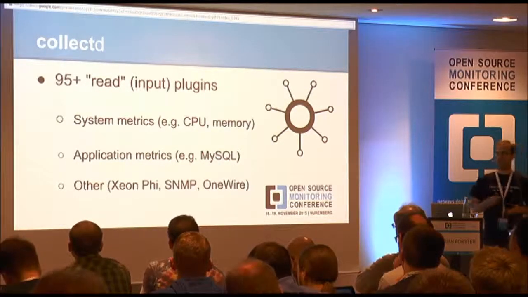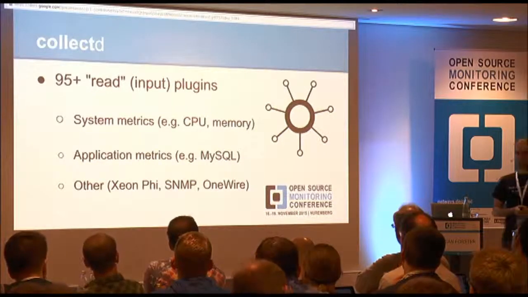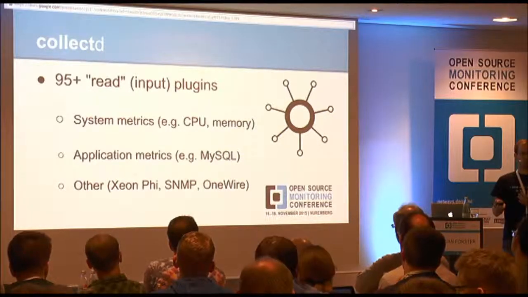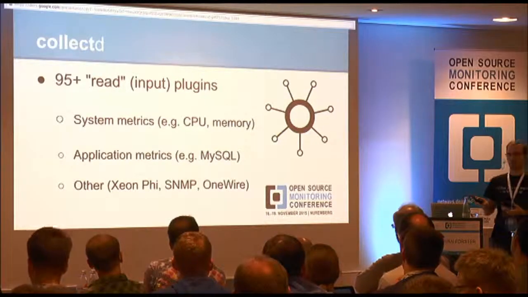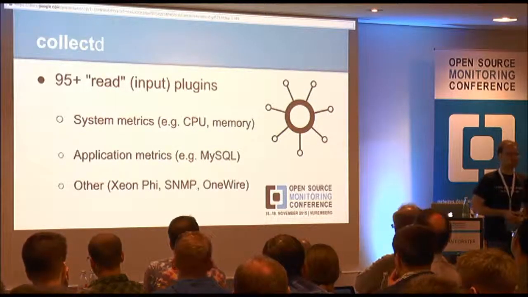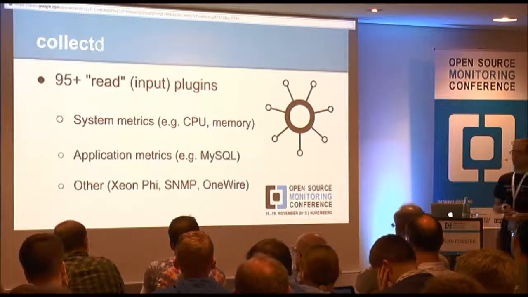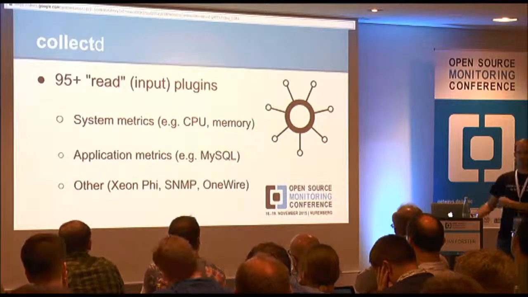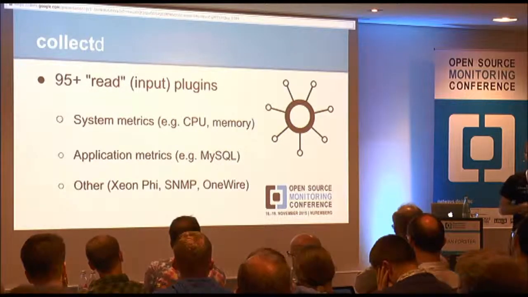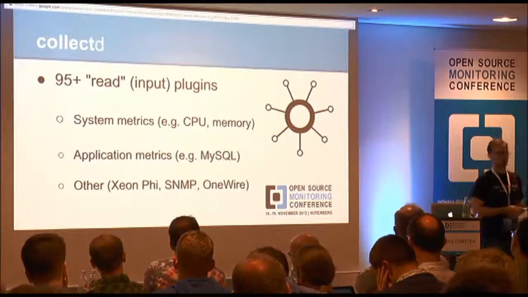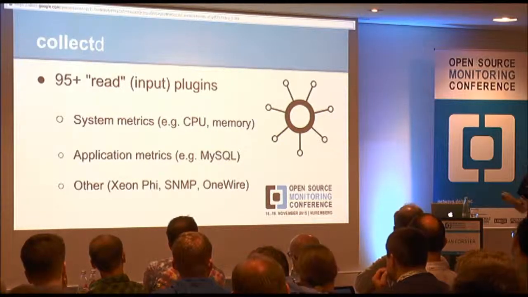Right now, collectd has close to 100 read plugins that read everything from your garden variety system metrics, CPU, memory, disk, load, you name it, over application metrics, Apache, MySQL, Zookeeper, a huge slew of applications. And then there is the other category, weird one-offs, very generic plugins like the SNMP plugin, interesting hardware, communication plugins such as MQTT, and so on and so forth.